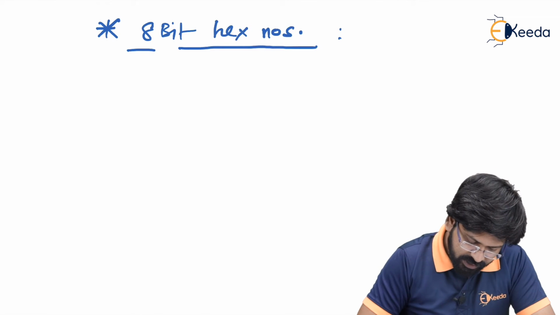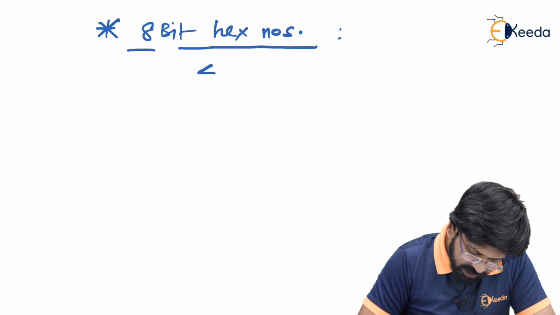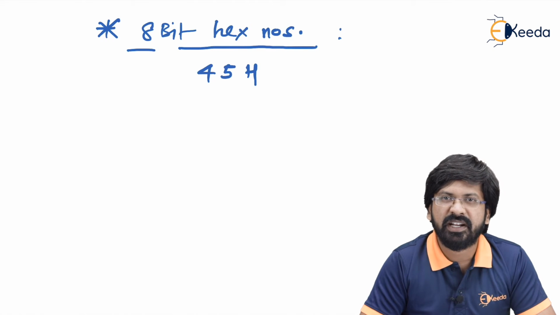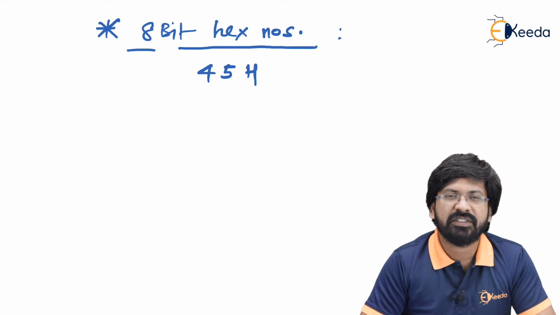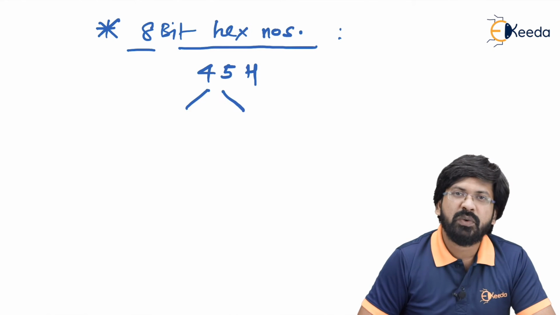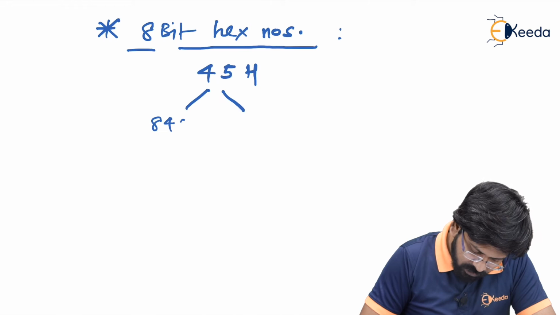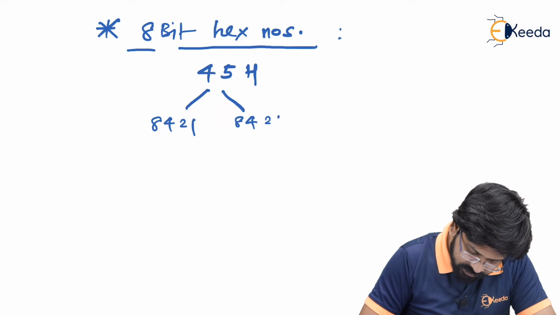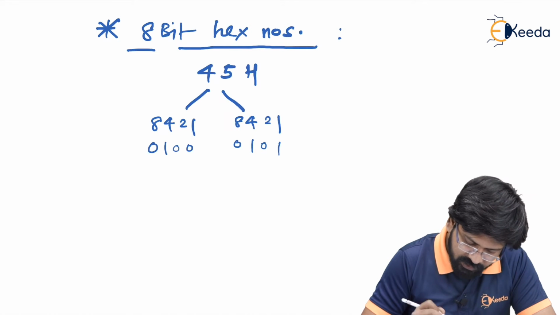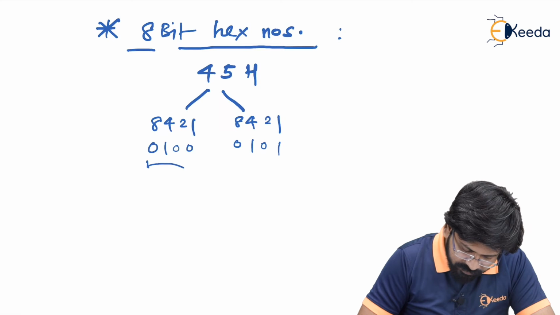For example, suppose I have data as 45 hex, where H indicates it is hexadecimal number, and let's say I want to represent it in terms of binary. I'm sure you must have seen initial lectures where we learned this number system, so we know very well how to convert this into binary. If I write 8421 below this and 8421 below this, so 4 can be written as 0 1 0 0, and 5 can be written as 4 plus 1, that is 0 1 0 1. So if you count this, you will understand it is 8 bit.